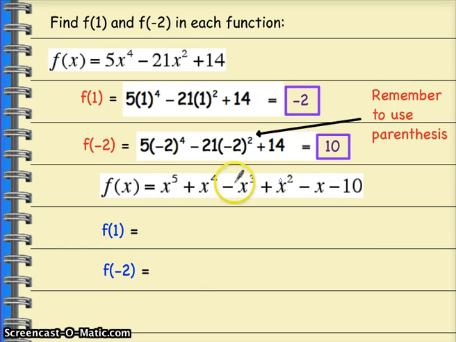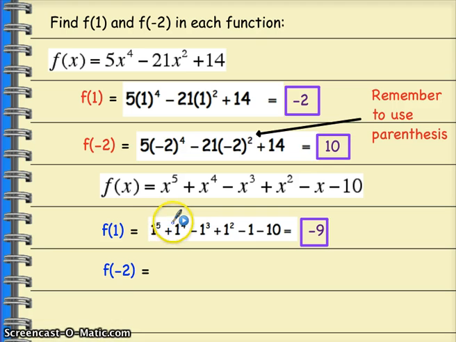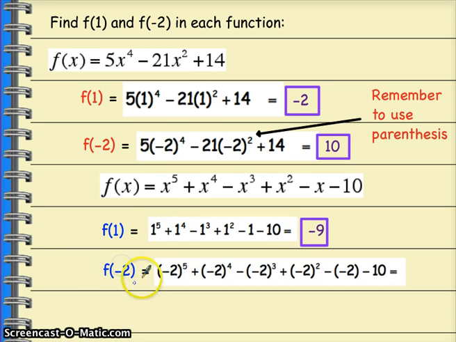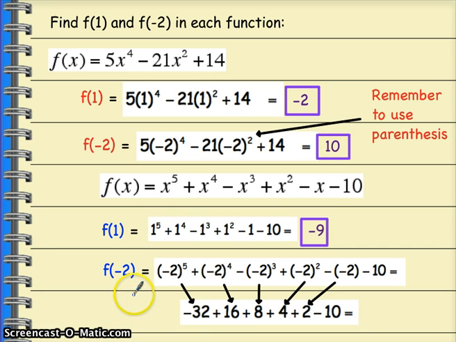Down here at the bottom, it's a much simpler polynomial. You'll notice a lot of our coefficients are 1s or negative 1s, which means when you plug in 1, it becomes 1 to the power, and you're just adding a whole lot of 1s to negative 1s, and you should have ended up with negative 9. And again, the same thing with 2. Don't forget all those parentheses. Simplify each one of those 2 to the powers.